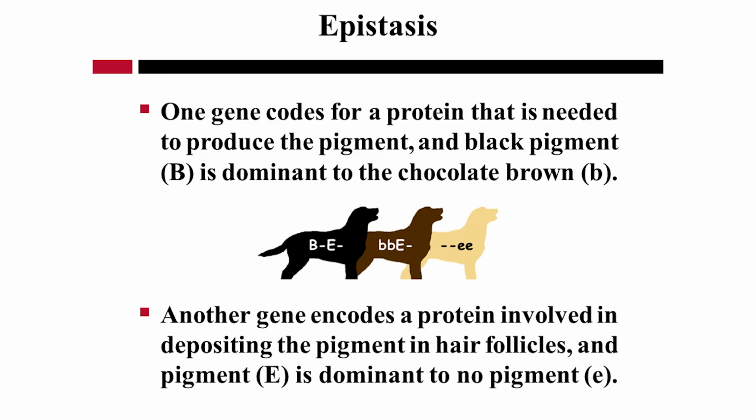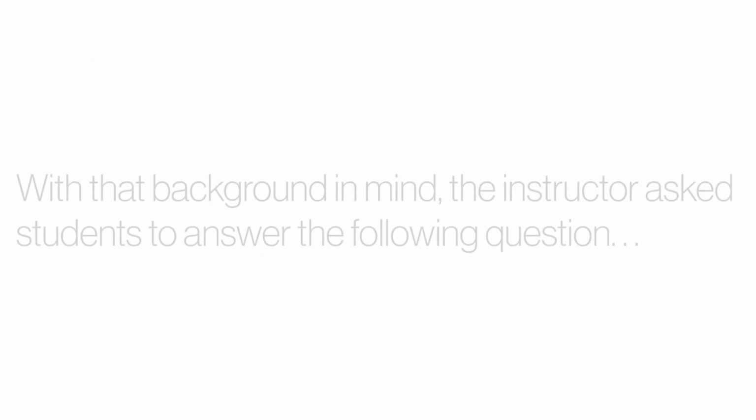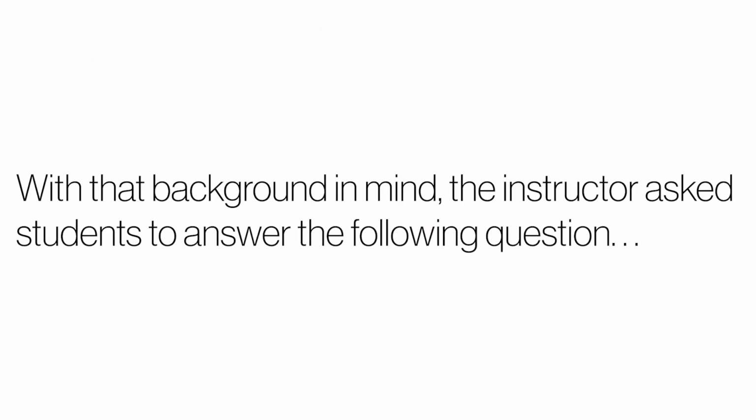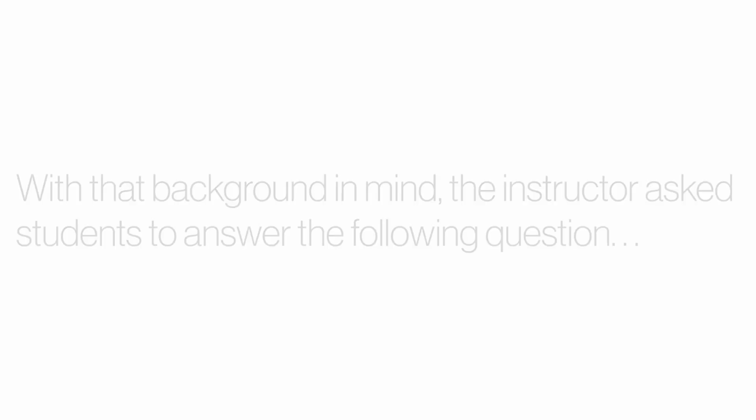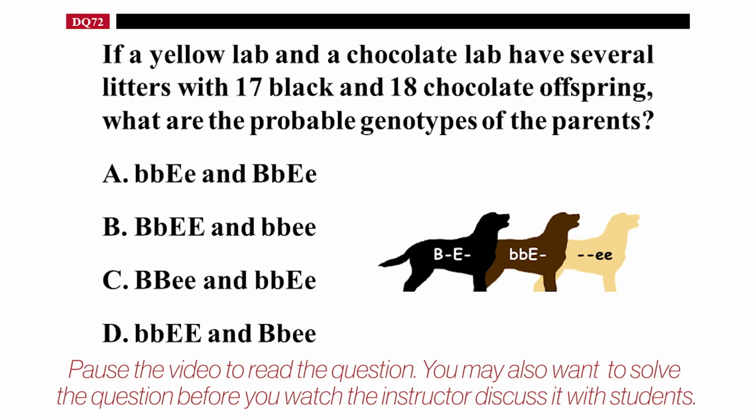One gene codes for a protein that is needed to produce the pigment, and black pigment is dominant to the chocolate brown. Another gene encodes a protein involved in depositing the pigment into hair follicles, and pigment is dominant to no pigment. With that background in mind, the instructor asks students to answer the following question. Pause the video to read the question. You may also want to solve the question before you watch the instructor discuss it with students.